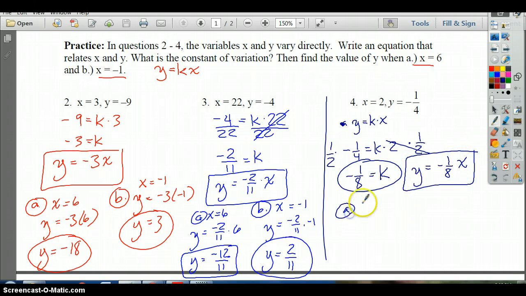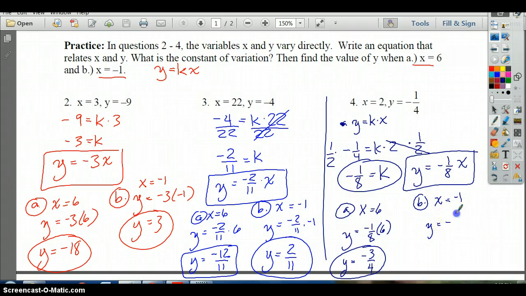All right, let's go through A. Again, x is 6. So I'm going to get negative 1/8 times 6, which is basically going to be negative 3 over 4. Going through x equals negative 1, we get y equals negative 1/8 times negative 1. We have positive 1/8. Okay? And that takes care of the front of your variables.